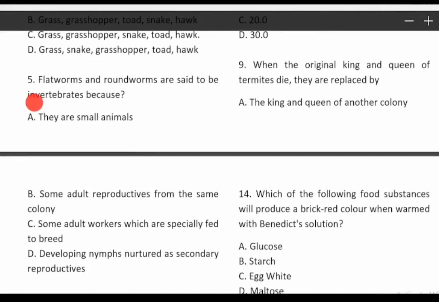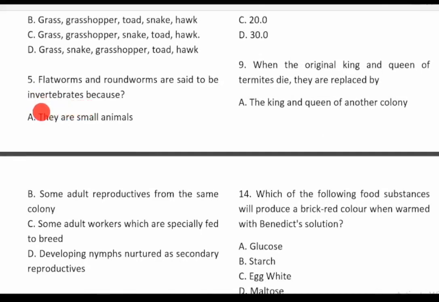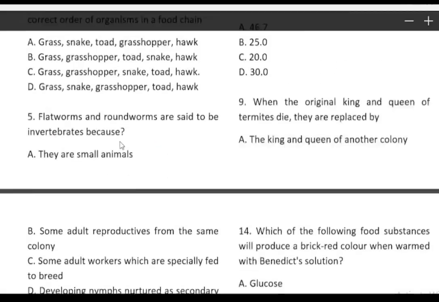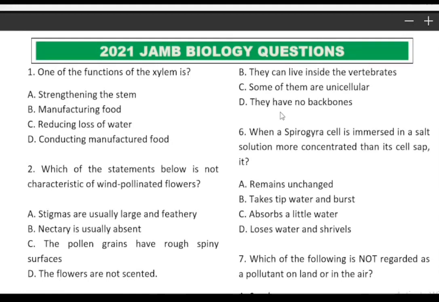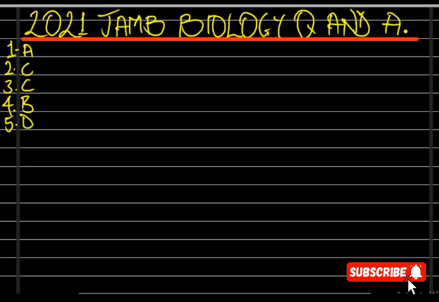This word that we have here, invertebrate, simply means without vertebral column. So every other option there which might seem to be the correct answer, they are all wrong. The only one that has a connection with what this question is saying here is the one that talks about the vertebral column, and that is option D. Option D there says they have no backbones. That is the answer to the question, option D.